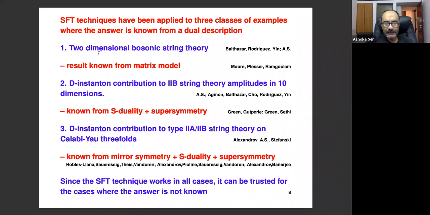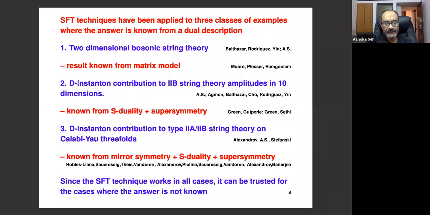So the first one is two-dimensional bosonic string theory. In fact, this is how the subject started in the modern days, okay, by the Harvard group. And the reason that it's useful is because here the answer is known from the matrix model. There is a dual matrix model description for two-dimensional bosonic string theory, which tells you what the D-instanton amplitude should be.